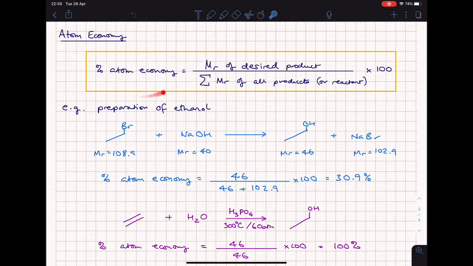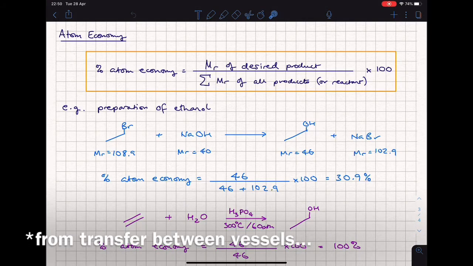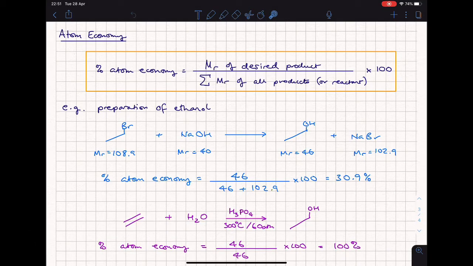The percentage atom economy of a reaction is an intrinsic value of the reaction and doesn't depend on whether the reaction is reversible or not. It doesn't depend whether you purify the products and you get loss of products through transfer of vessels and so on. So it only depends on the relative formula masses of the reactants and products. In fact, it only depends on the relative formula mass of the desired product compared to the relative formula mass of all the products or even all the reactants, because according to conservation of mass, the sum of the Mr of the products will equal the sum of the Mr of the reactants. So it doesn't matter if I use the sum of the Mr of the products or the sum of the Mr of the reactants, it's the same number.